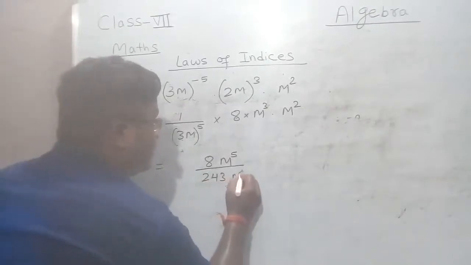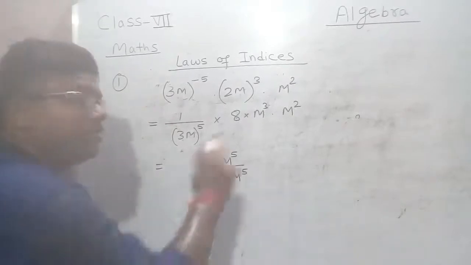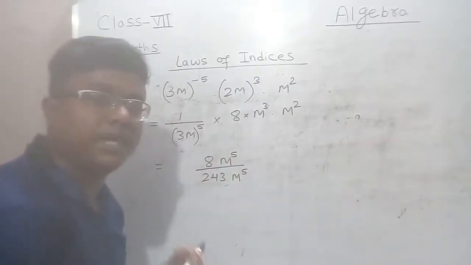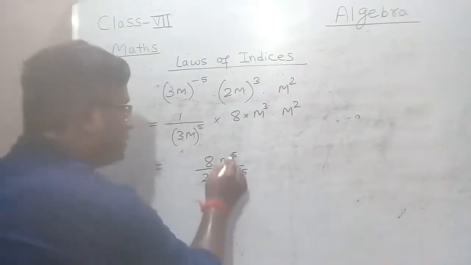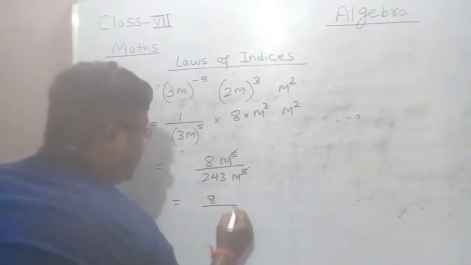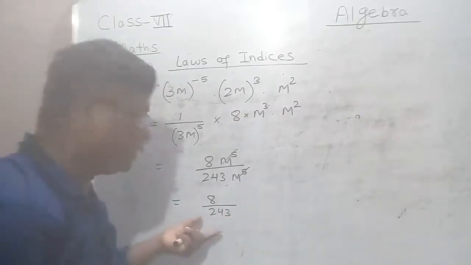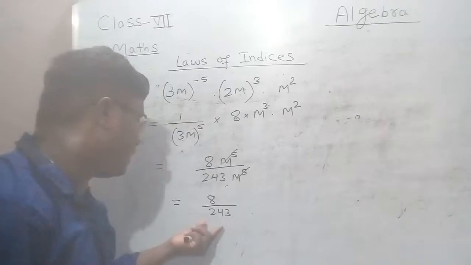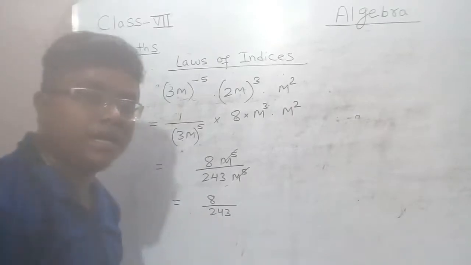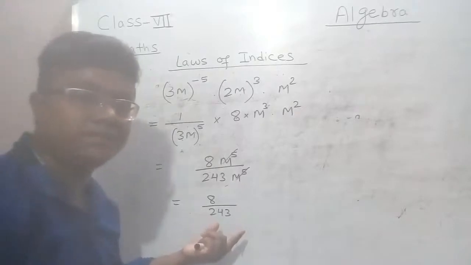243 m to the power 5. Okay, so m to the power 5, m to the power 5 means if you do power subtraction, then m to the power 0 you will get, that means your 1, so I will cancel it. Okay, so what is your answer? 8 upon 243. If you can cancel it, but it will not be cancelled, so this is our answer. Okay, I hope you have understood this question.